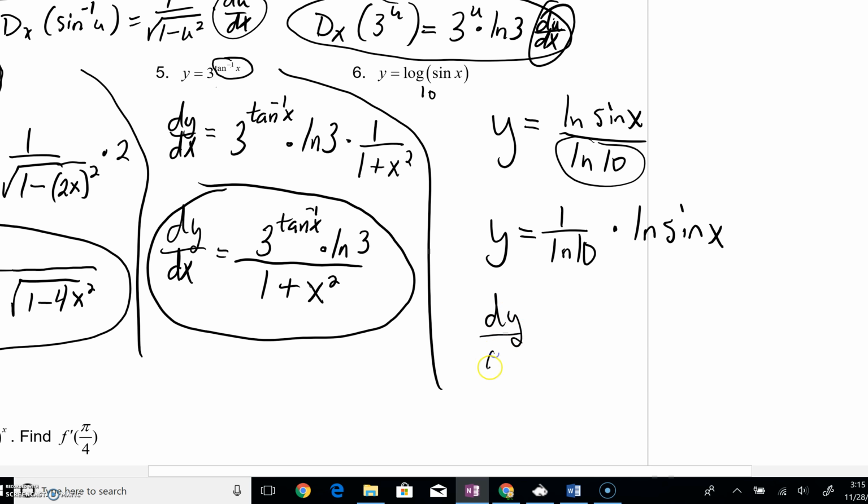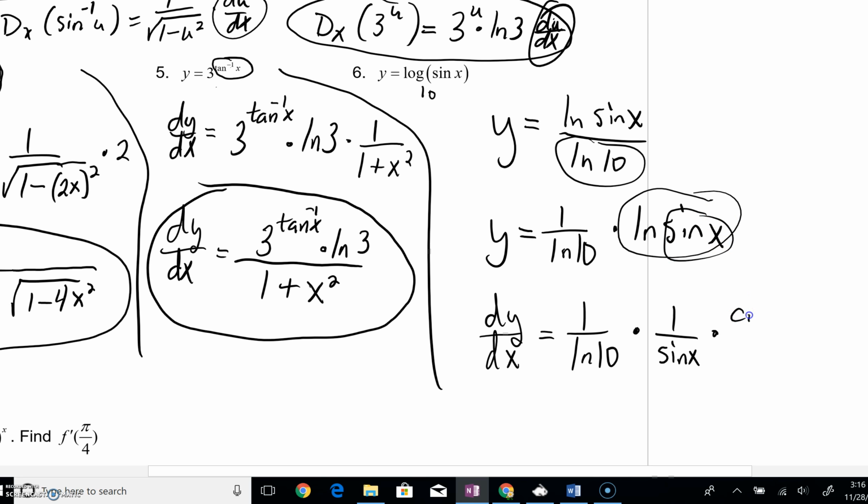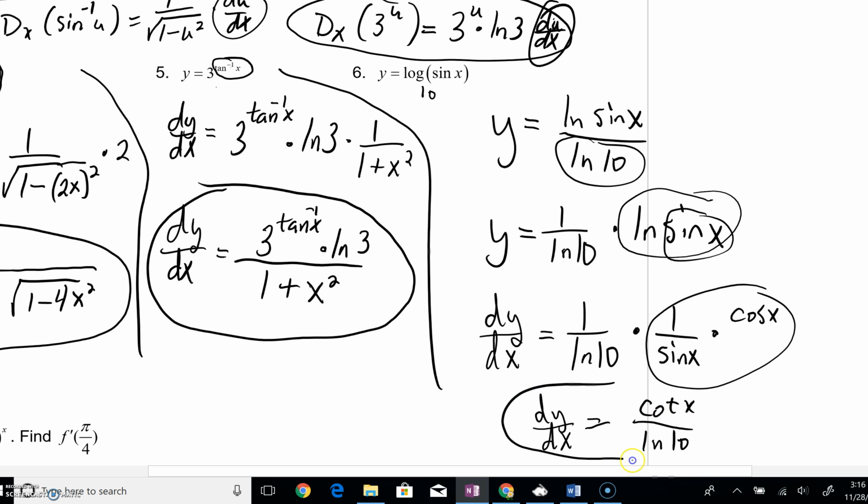Dy dx, well, we've got our constant of 1 over the natural log of 10 right here. But the derivative of ln of sine of x, 1 over whatever is inside of that, that's 1 over sine of x. Chain rule, the derivative of sine is cosine of x. But tell you what, cosine over sine is really cotangent. So to clean this up, to write it in the most simple way, we could say, well, this is the cotangent of x. And then we've got our natural log of 10 down below. So that would wrap up problem number 6.